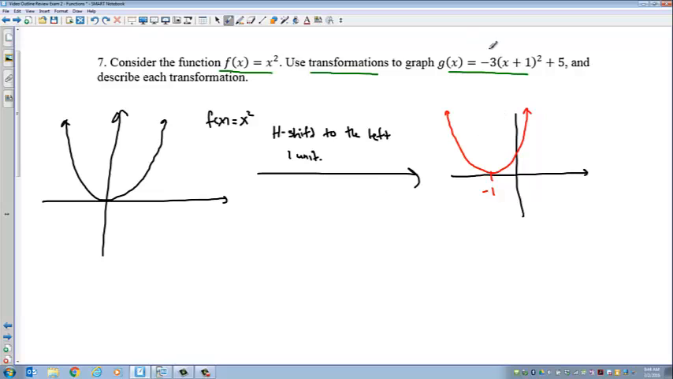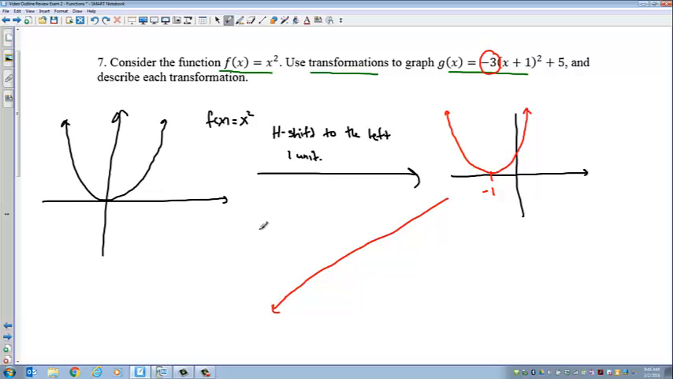And then the next transformation, so we did the +1 on the inside. Now you have times -3 on the outside. So now when you take something times 3 on the outside, it's going to stretch it vertically by a factor of 3 because it's on the outside. But negative flips it over the x-axis. So this transformation is actually two things in one.